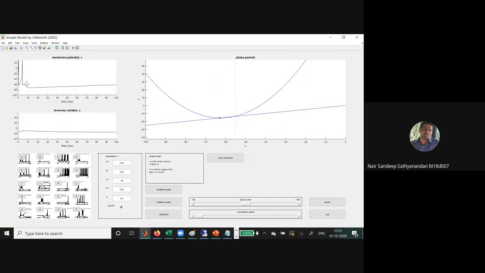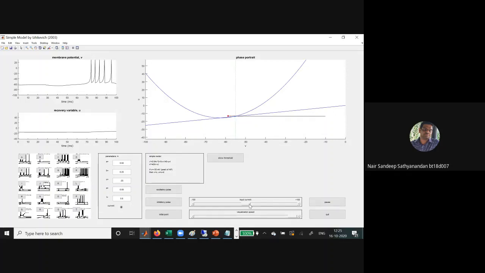So it bursted, and then it was silent for some time. And the next burst, and giving a current. So the next burst will be coming. So I don't know how to increase the speed of the... let me see the visualization speed. Let me increase it so that it will move faster.